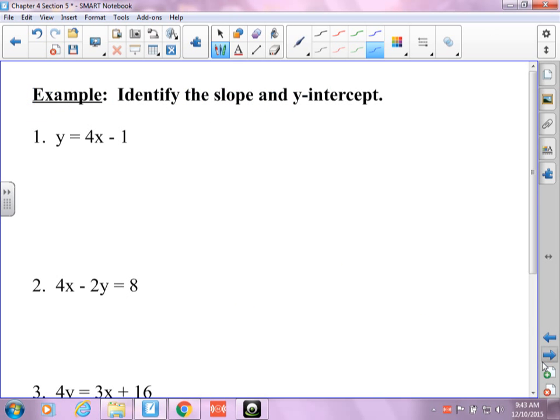All right, let's take a look at this. Is number 1 in the form y equals mx plus b? Yes. I got the y, the equals, the x, and the number. Perfect. What's my m? 4. That's the number in front of x. And what's my b? It's -1, because you'll notice in the equation it says plus b. So if there's a minus, it's a negative. Does that make sense? All right, let's go to the next one.